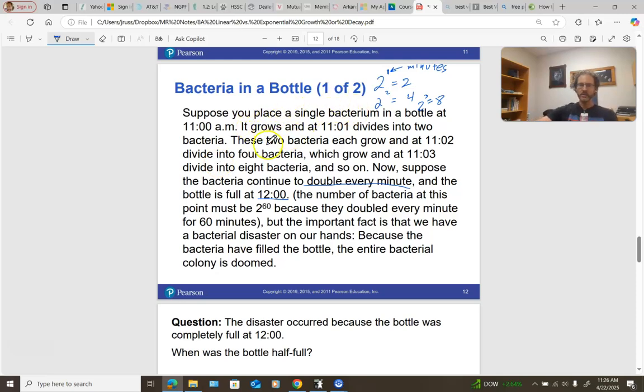So if you continue to double the number of bacteria that are in the bottle each minute for a total of 60 minutes, then you can say that the number of bacteria in there at the end would be 2 to the 60th power, which is a huge number, guys. We may look at it here in a minute.